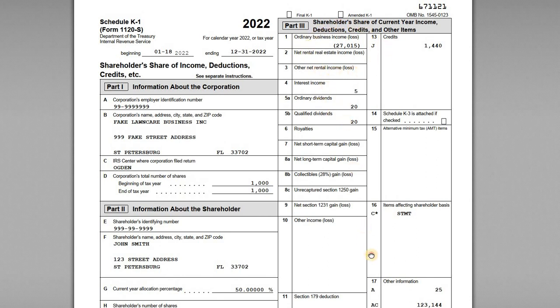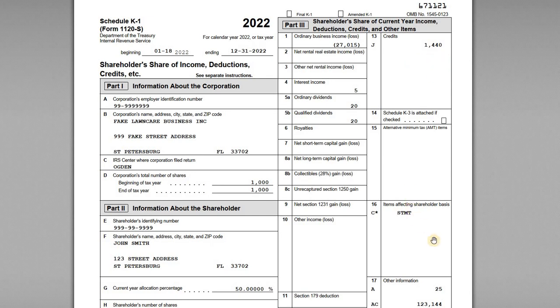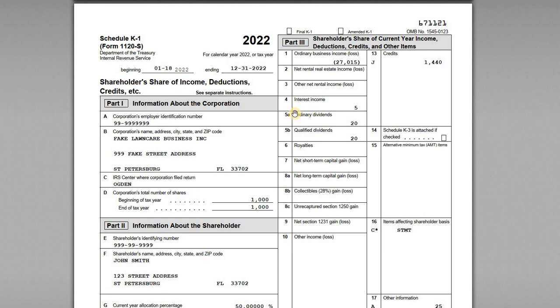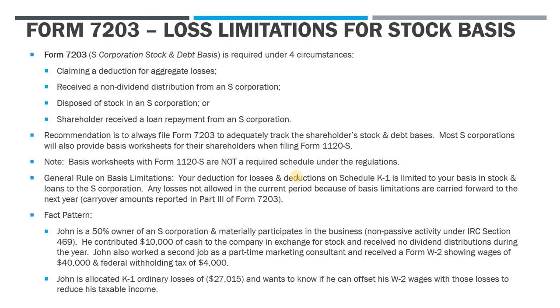He's got some interest and dividend income allocated here, some tax credits related to the work opportunity credit. But this is the big ticket item, right? 27,000 in losses. Can I use any of that to offset my other active income, my other non-passive income?